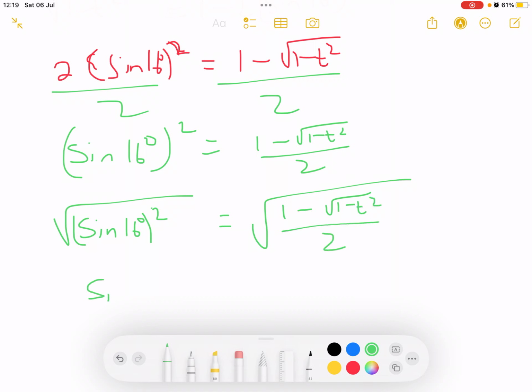And therefore, sin 16 will be equal to plus or minus the square root of 1 minus root of 1 minus t squared all over 2. And there we have it. All 6 will be perfectly answered. So if you follow all these 4 rules, they are not the final thing, but mostly you'll be able to answer almost all the questions in regards to that.